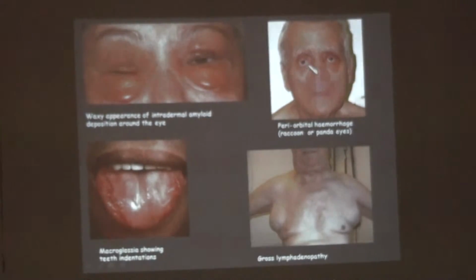This is the raccoon eyes sign, due to arterial deposition of the amyloids or factor 10 deficiency. That is the raccoon retinal sign. This is in the eyes. Periorbital, you can see hemorrhagic ecchymosis will be there. Cutaneous lesions, and there is macroglossia, and gross lymphadenopathy in 10%.